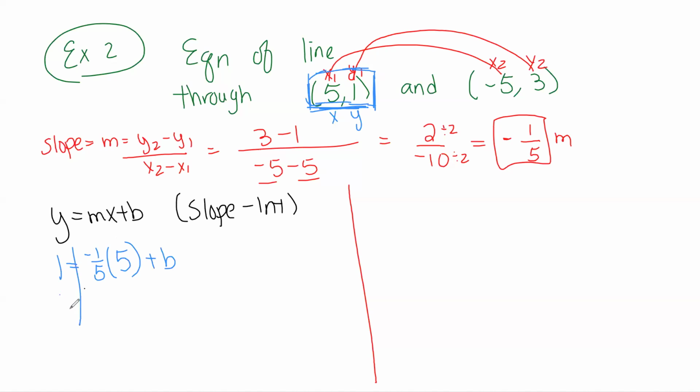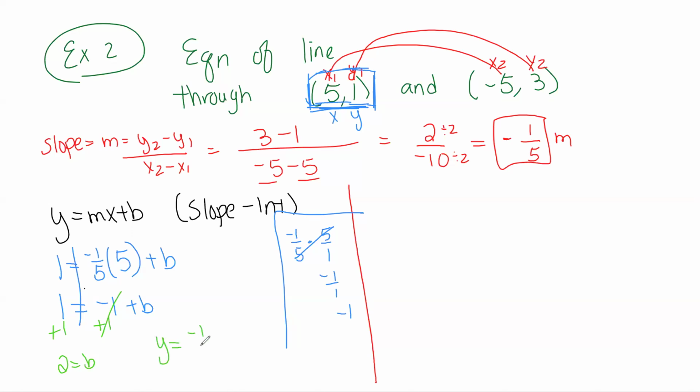Solve. 1 equals, that's -1/5 times 5 over 1. Cancels, -1 over 1 is -1. If you don't want to do that fraction work, that's my side work there, you can use a fraction calculator if you're allowed to do so. Plus 1, get off, and that's 2 equals b. So our final answer would be y equals mx plus b.